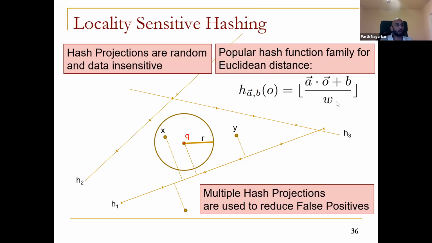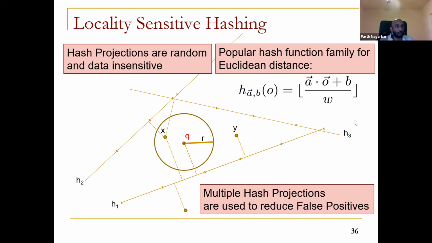This is one formula for creating the hash function for the Euclidean distance. Different distances have different hash function families. To just give an overview of what this is again, W is the width of these buckets. O is my data point as a vector. So O is a vector, and A is this random vector that I multiply with O to create these random hash functions, with B as a random shift on top of that. Okay, again, this is an overview of LSH.